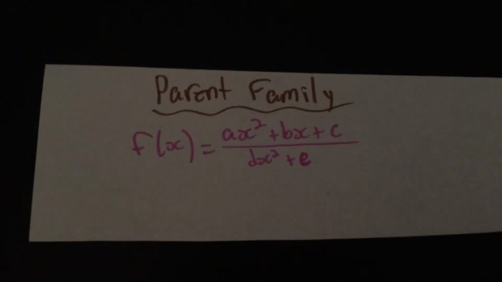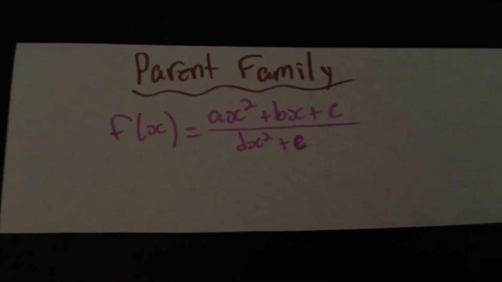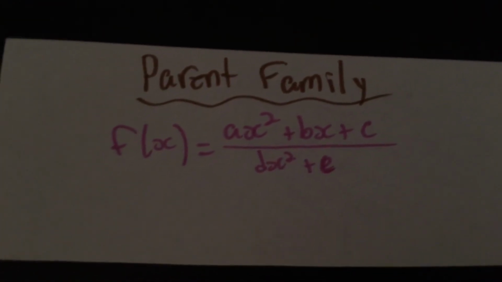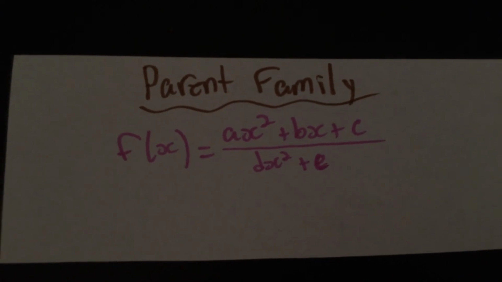The parent family for this function is (ax² + bx + c)/(dx² + e), which the function is changed to (3x² − 2x − 8)/(x² − 36).